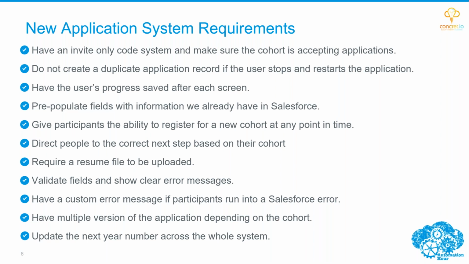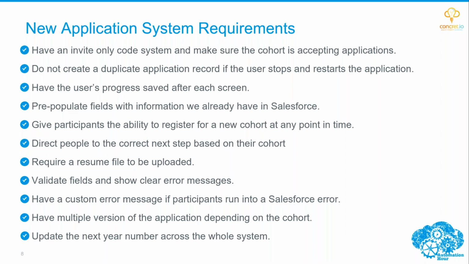If we already had information in Salesforce, we wanted to pre-populate that. A lot of our participants come back year over year, so we didn't want them to have to give us their cell phone number every time. We also wanted to give participants the ability to register for a new cohort at any point in time, as well as giving people the correct next step depending on their cohort. Some cohorts are selection-based, so they'll need to go on and do additional activities, whereas for others this registration is just for their information, and then we direct them into our LMS where they'll get immediate access to the materials.